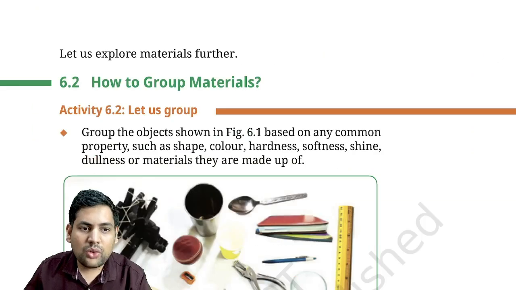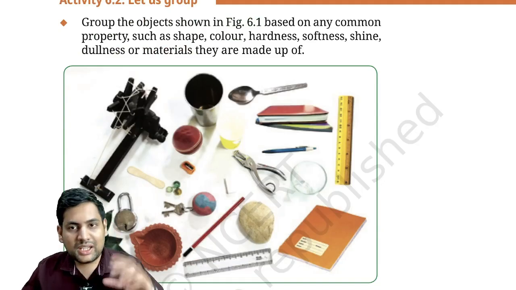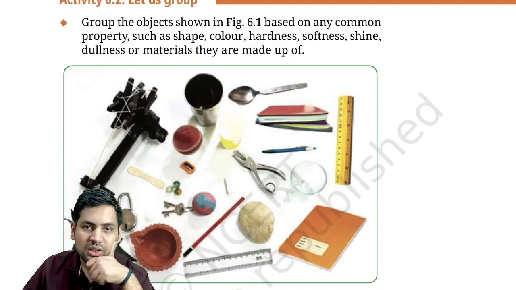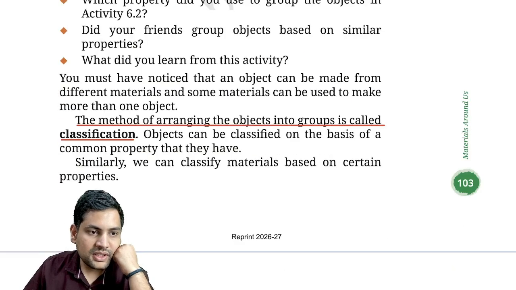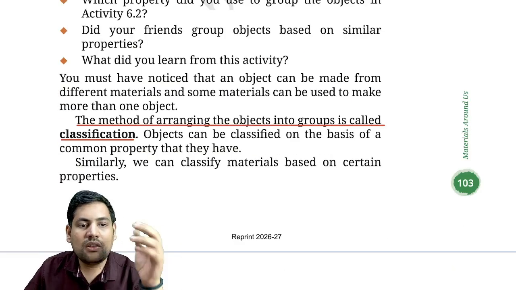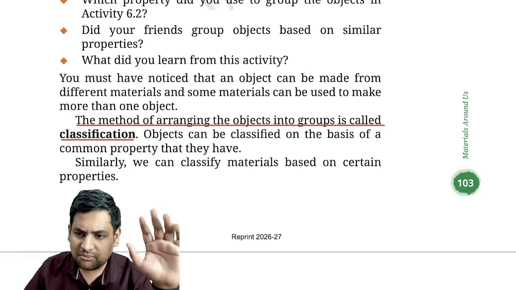Now it says how to group materials. How can we group different materials? Based on some common property, you would merge them, correct? You would group them. The first thing it writes is that the method of arranging objects into groups is called classification. Very simple, correct?